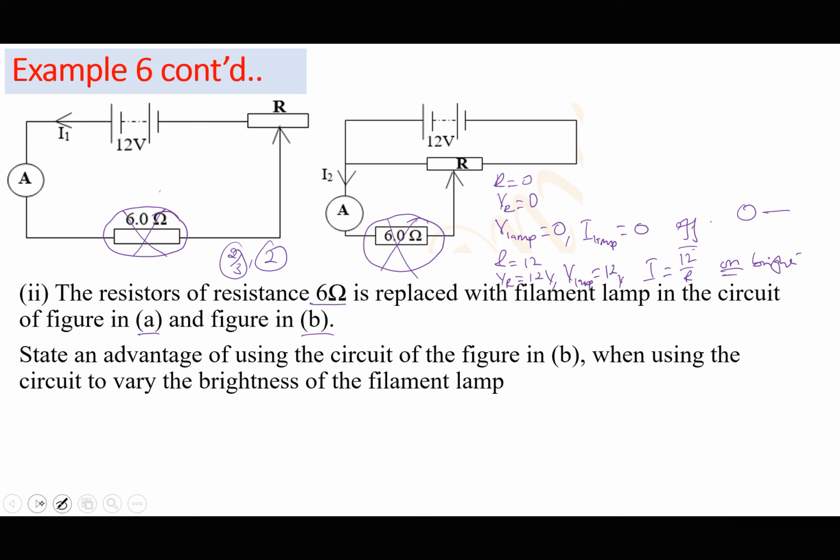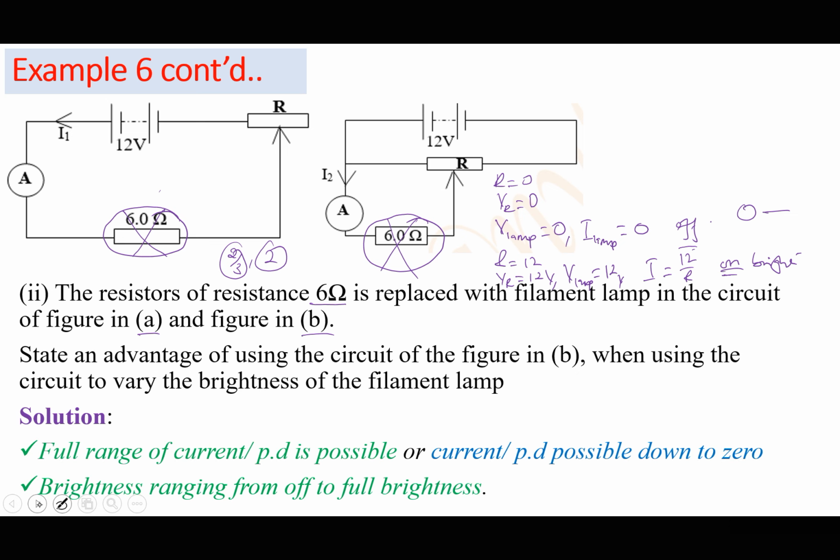So the advantage of circuit B would be that we have a full range of current or PD possible for circuit B, possible down to 0. We can have the PD going to 0. So brightness ranges from off to full brightness for circuit B. Yet for circuit A, there is no off because the minimum is 2 over 3, so the brightness does not go to 0. Okay, that is an advantage for using circuit B over circuit A.